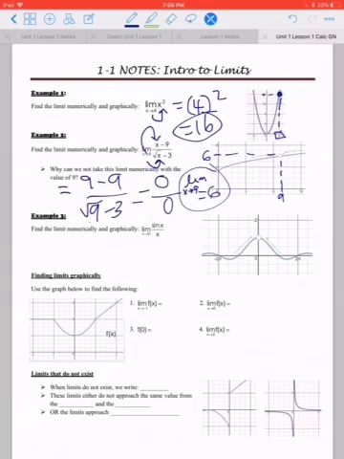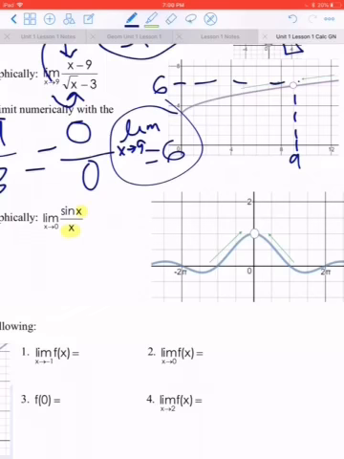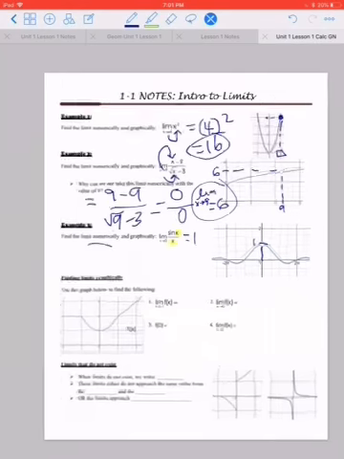Alright, so example 3. If I plug in 0 for x in sine x over x, I would be dividing by 0. So clearly numerically isn't going to work, so we need to look at it graphically. If you look at your x of 0, right here, your y is 1. So this limit is 1. And again, we had to look at the graph because there was a hole in the graph.